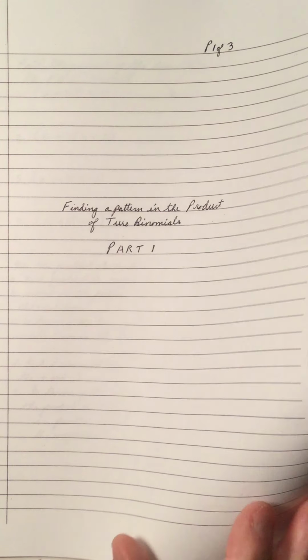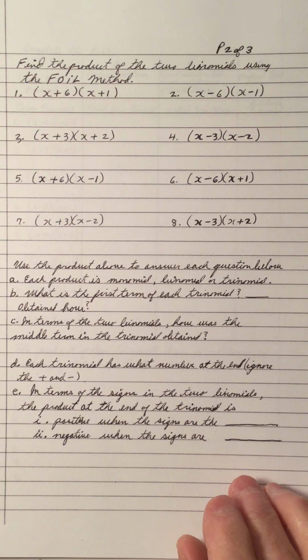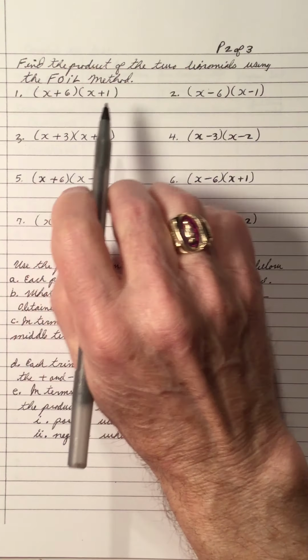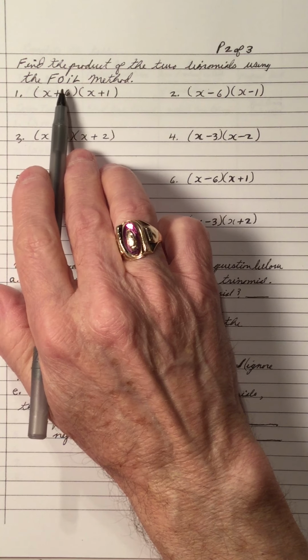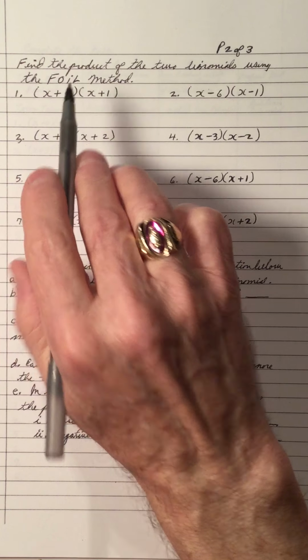This is part one. The product of the two binomials pattern is going to help us learn how to factor a trinomial, as you'll see when we develop this. Finding the product of two binomials using the FOIL method. FOIL is first, outside, inside, last.